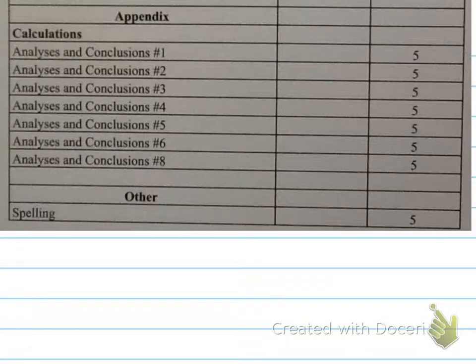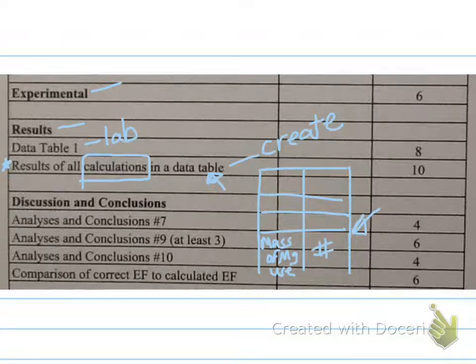And then analysis and conclusions. Again, I'm referring to the questions. So question 7, question 9, question 10. And then a comparison. With this comparison, I really want you to use your percent error that you calculate, right? If you have a low percent error, it means that you did a pretty good job doing the lab. If you have a large percent error, it means that perhaps you made more mistakes during the lab. So I really kind of want you to make a comparison, and that comparison to be using your percent error.